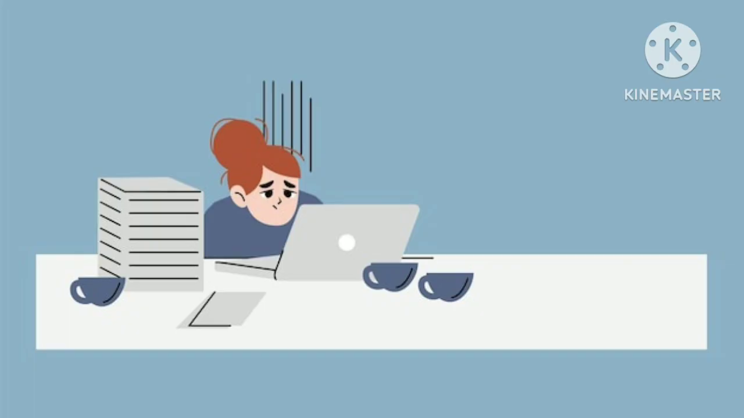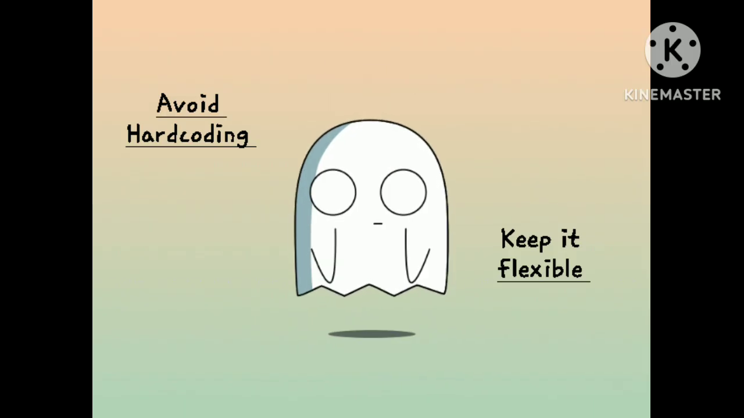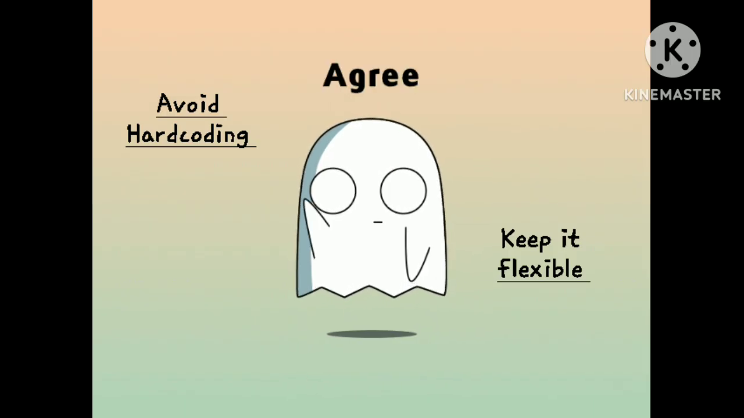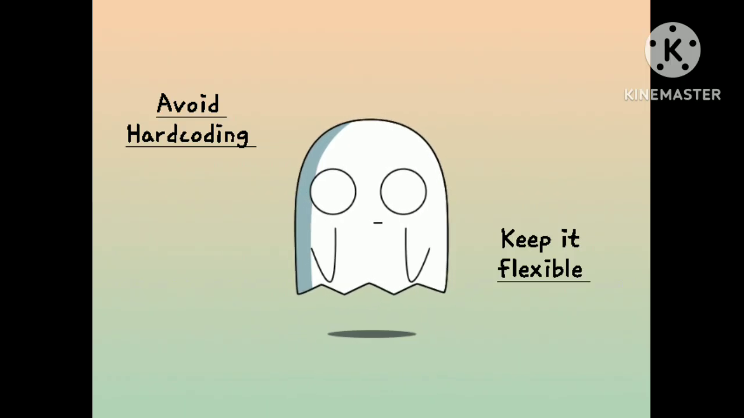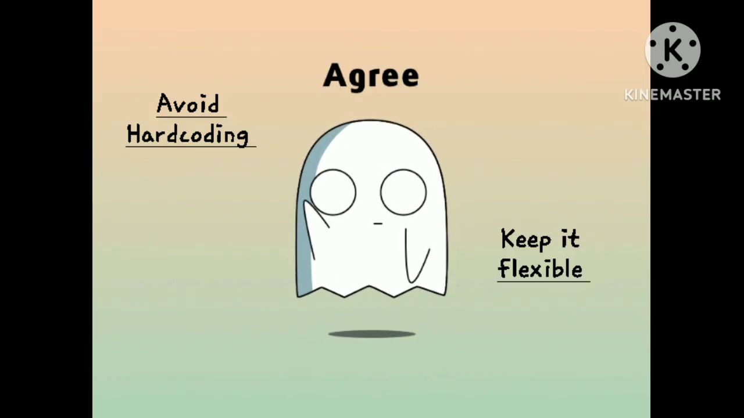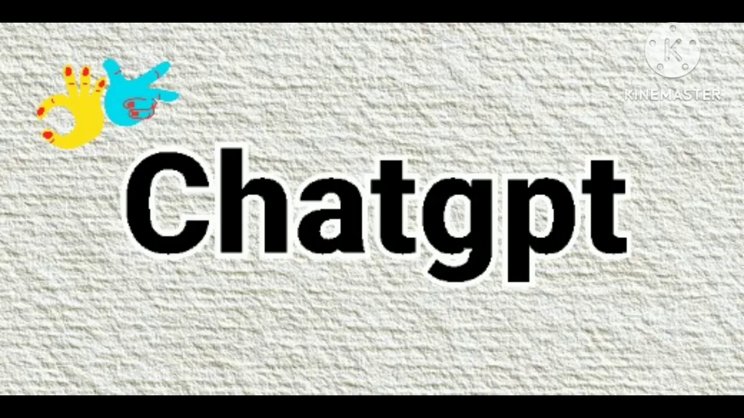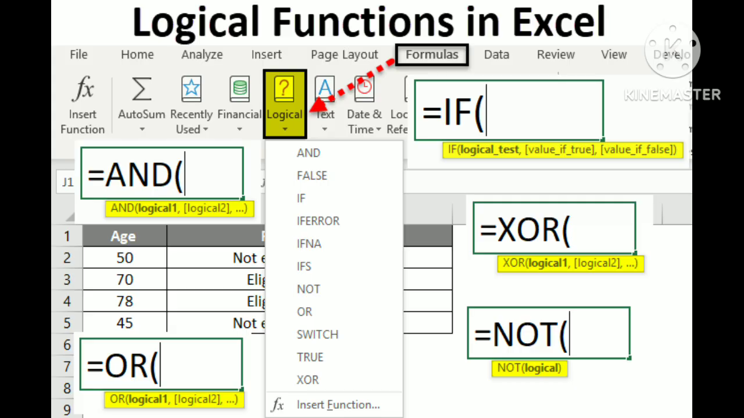One thing I strongly agree with is avoiding hard coding values into formulas. Locking references properly and building dynamic formulas makes them far more flexible. When errors did come up, using ChatGPT to quickly identify and fix them turned out to be a big time saver. After that, I moved into logical functions, starting with IF.